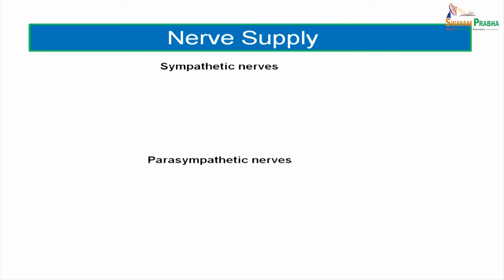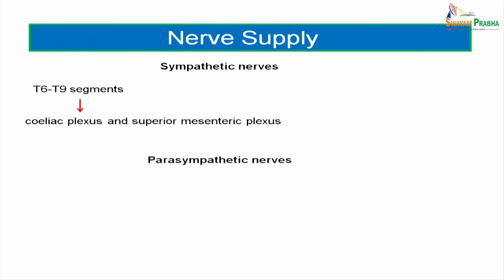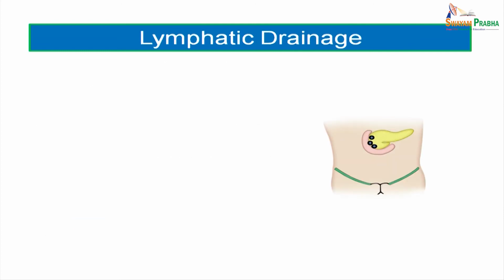Coming to the nerve supply, the duodenum, like the rest of the GIT, is supplied by sympathetic and parasympathetic nerves. The sympathetic supply is usually from T6 to T9 segments and reaches the celiac plexus and the superior mesenteric plexus. They are stimulant to the sphincteric action and to the muscularis mucosae, and they reduce peristalsis, whereas the parasympathetic nerves are usually from the vagus and reach Auerbach's and Meissner's plexus, and their effects are opposite to that of the sympathetic nerves.